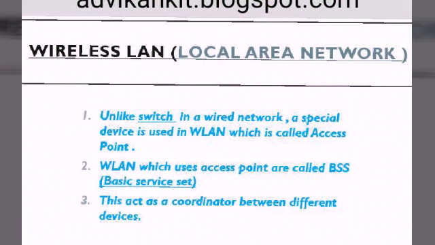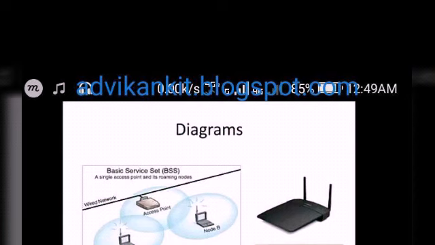Wi-Fi, wireless fidelity. We are using the abbreviation Wi-Fi, but in full form it is called wireless fidelity. RF signal frequency is 2.4 GHz to 5 GHz in this technology. Wi-Fi technology is only used in WLAN. The range is about 100 meters.